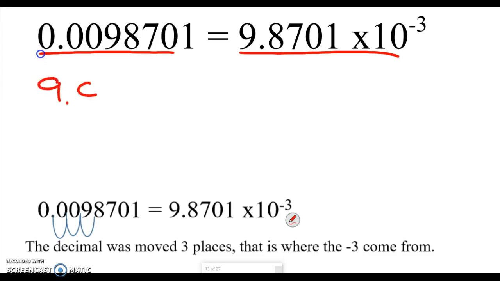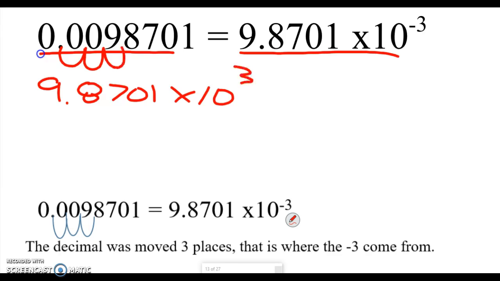So I have to go 9.8701 times 10. That's following the rules, and I had to move it 1 place, 2 places, 3 places, so that's where this 3 comes from. And since this number is smaller than 1, you get a negative exponent.